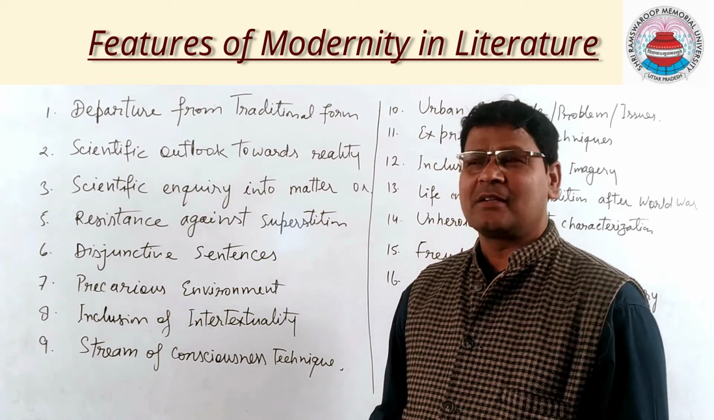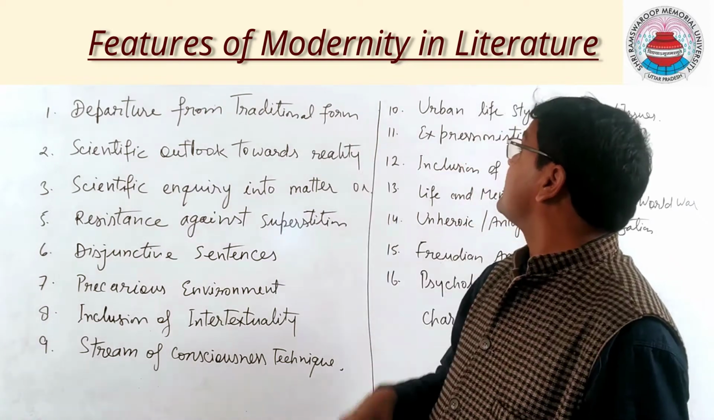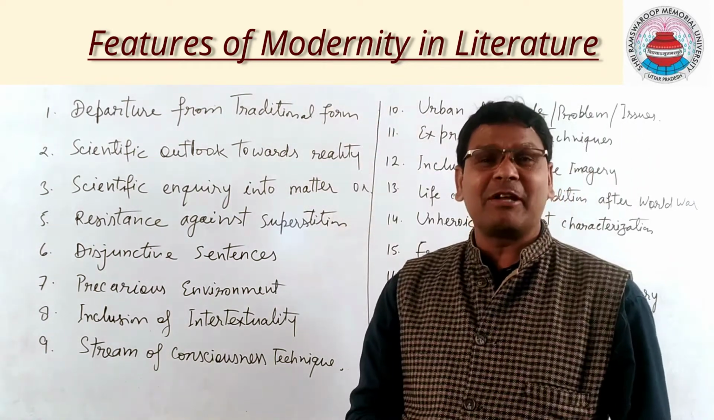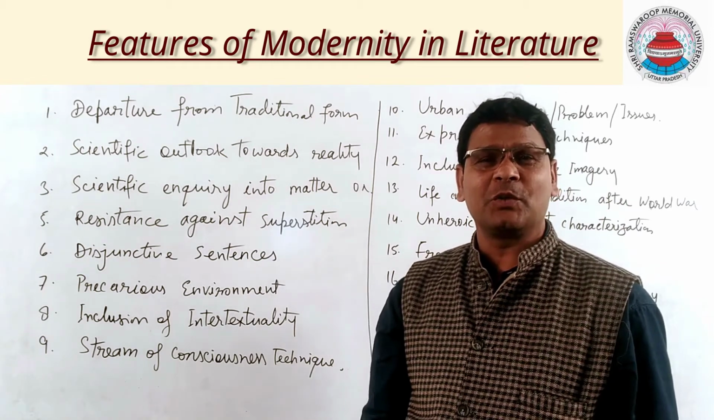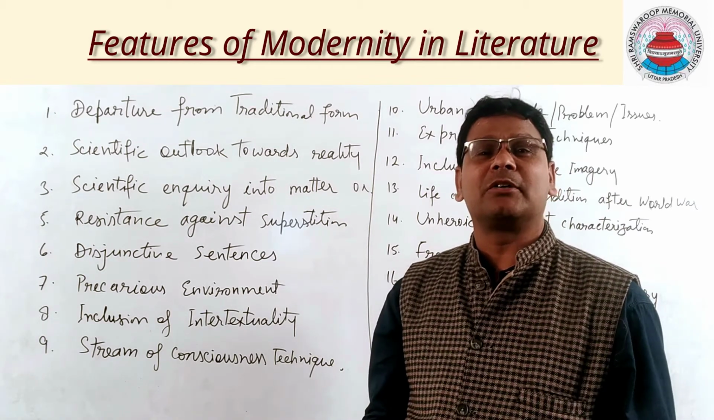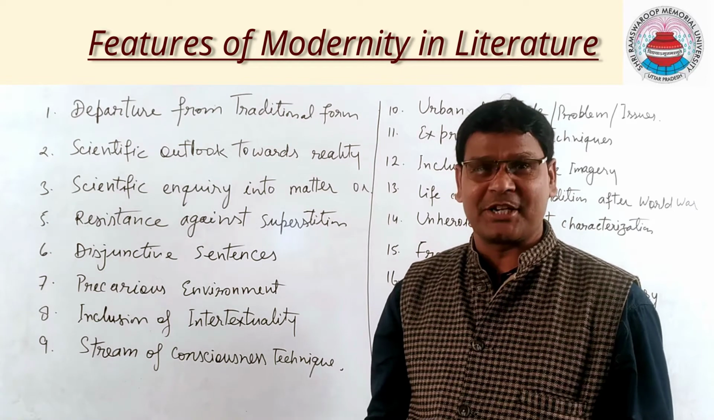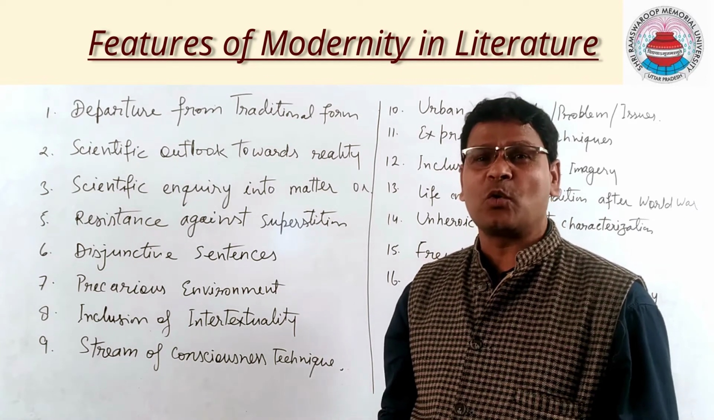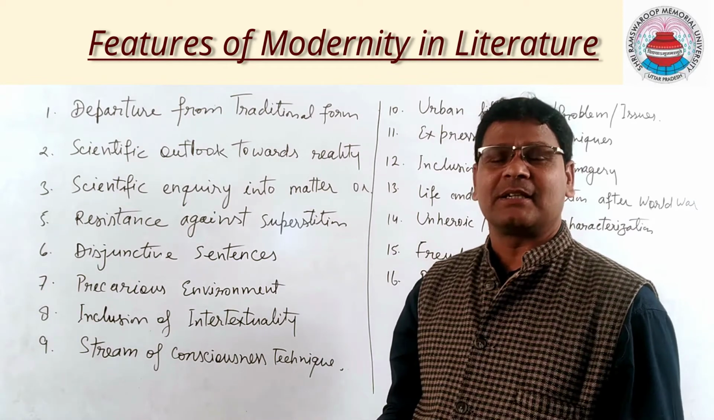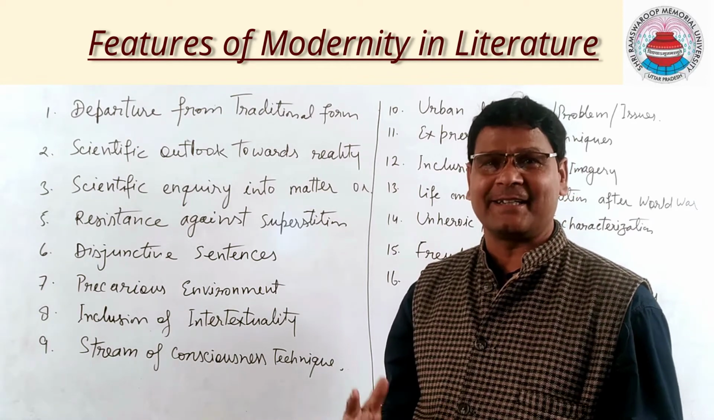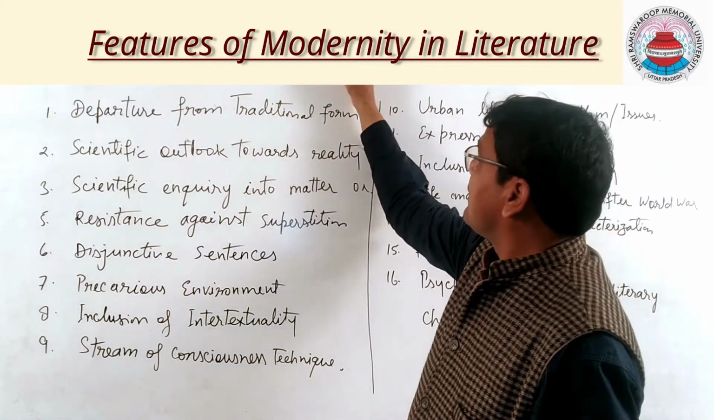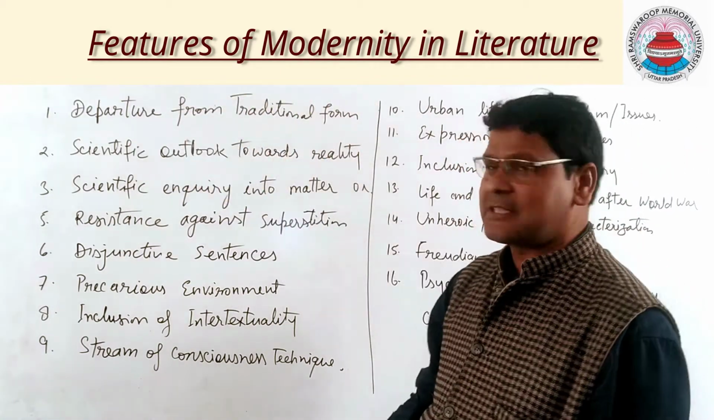Today's topic is features of modernity in literature. In my first lecture, I had discussed an introduction to modernism. After that introduction, we must know what are the basic features that are visible in literary texts. So, the first and foremost feature is the departure from traditional form.